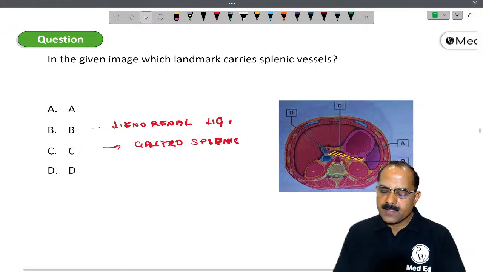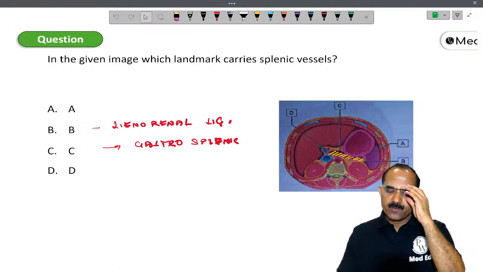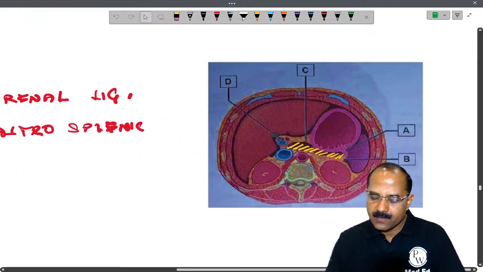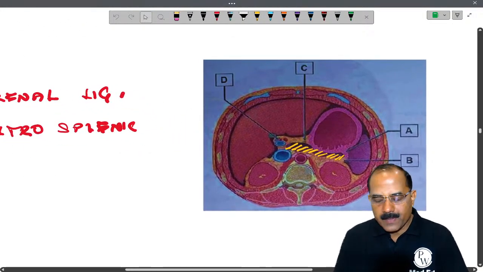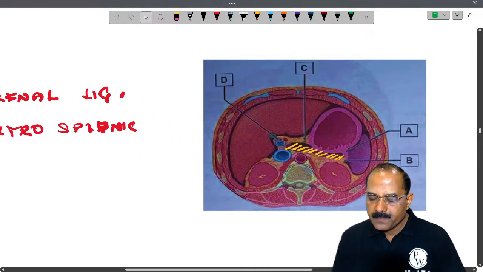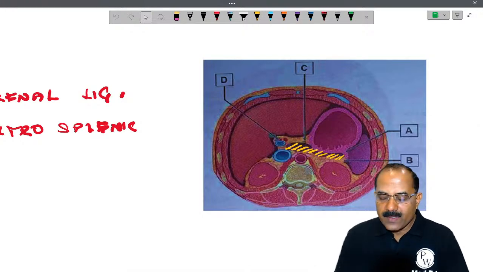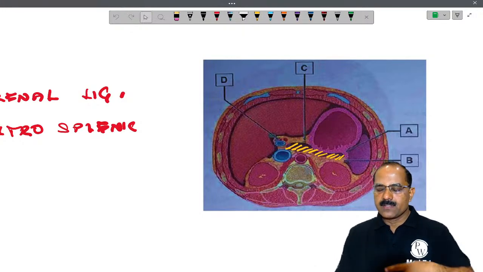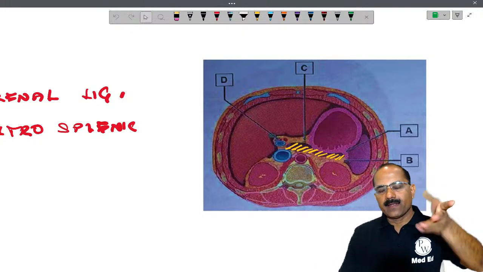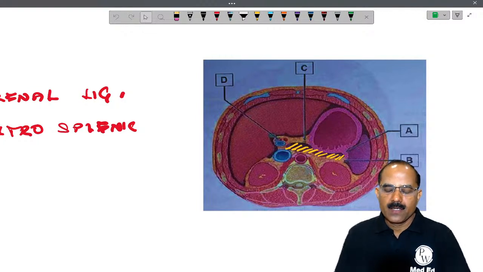Okay, so A is gastrosplenic. Yes, Shri. Sorry, I couldn't see that properly in that image. So A is gastrosplenic, B is lienorenal ligament, C is lesser omentum. That's the lesser omentum, the space between the liver and the stomach. C is left gastric.